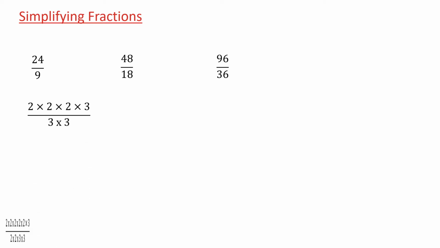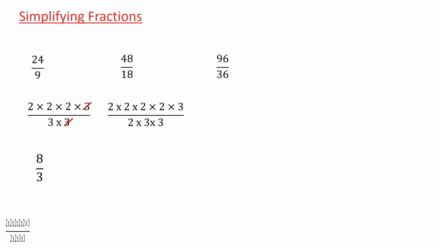So 24 is equal to 2 times 2 times 2 times 3 over 3 times 3. Of course, now you can eliminate the same numbers shared between the numerator and the denominator. So you will eliminate the 3, and the remaining is equal to 8 over 3. Of course, you can directly find the common divisor between the numerator and the denominator, which is 3 in this example. 24 divided by 3 is equal to 8, and 9 divided by 3 is equal to 3.